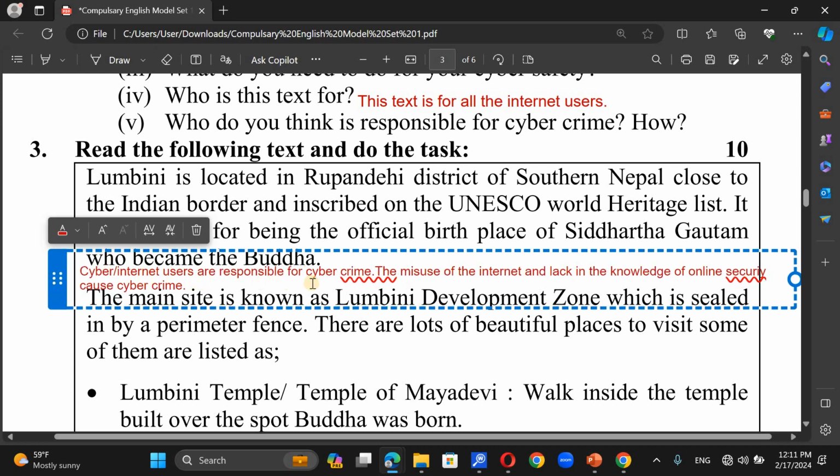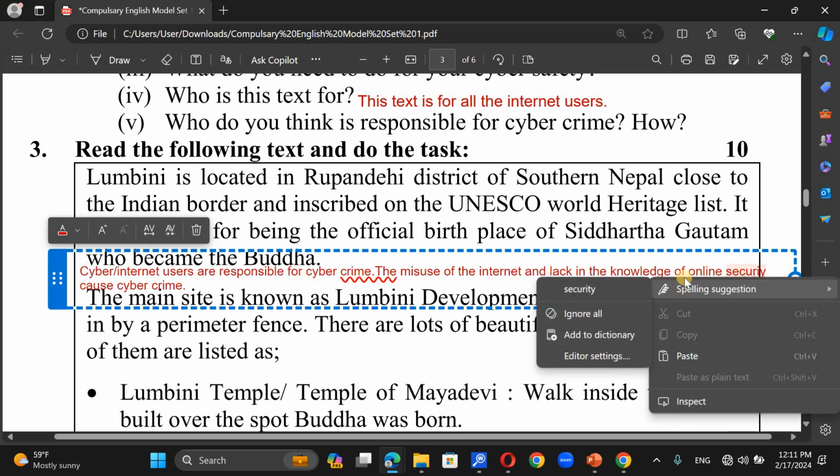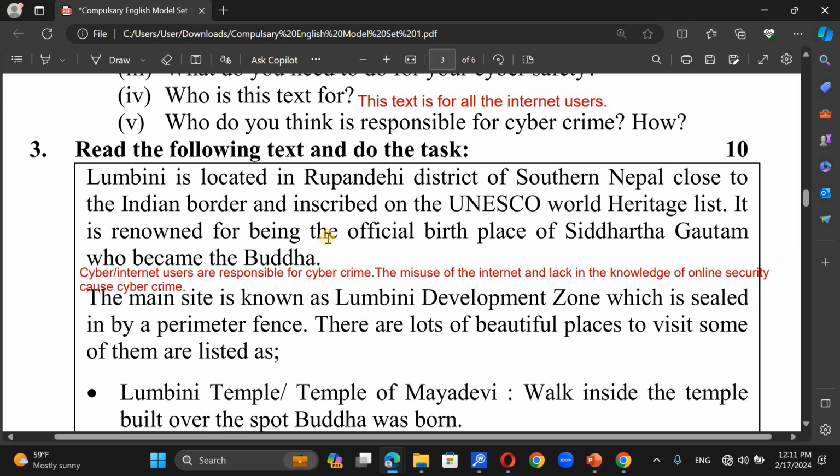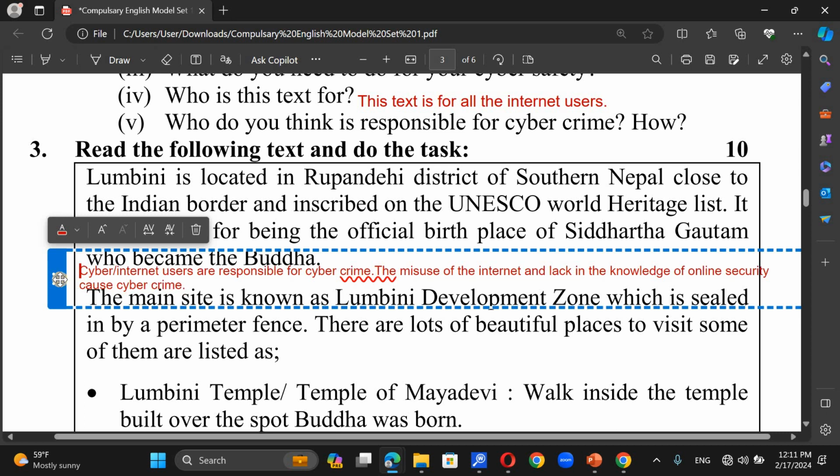Internet users are responsible for cybercrime. The misuse of the internet and lack of knowledge of online security cause cybercrime. So we all are responsible. Those who are internet users, they are responsible because of the lack of knowledge or because of misuse. Cybercrime happens.